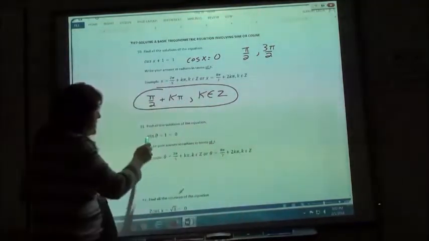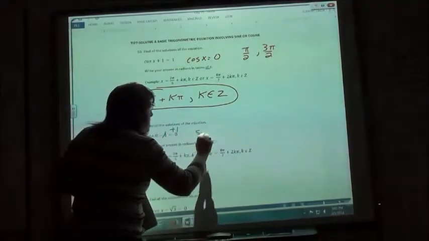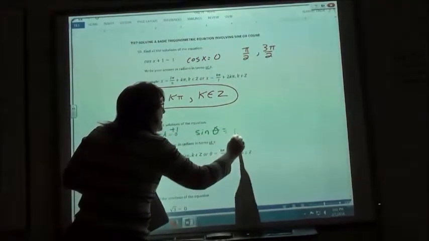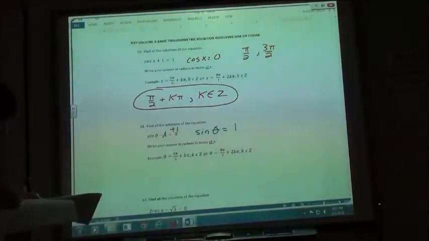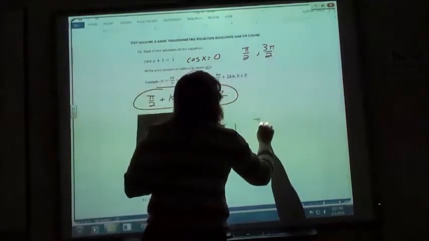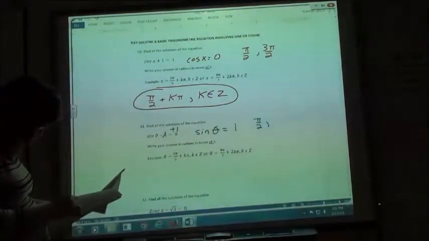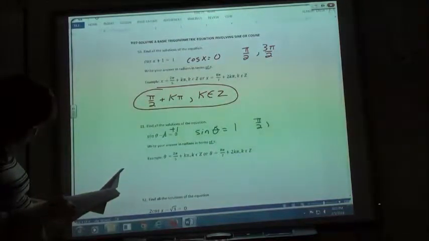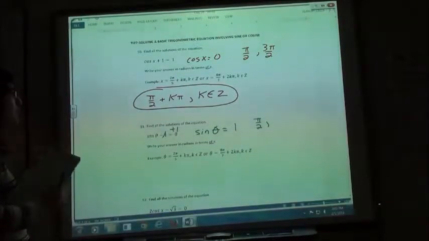It says the sine of theta minus 1 equals 0. So I'm going to add 1 and look up where the sine of theta is equal to 1. Looking at my chart, sine equals 1 is pi over 2, and that's the only one I see. So we just have that one answer, pi over 2.